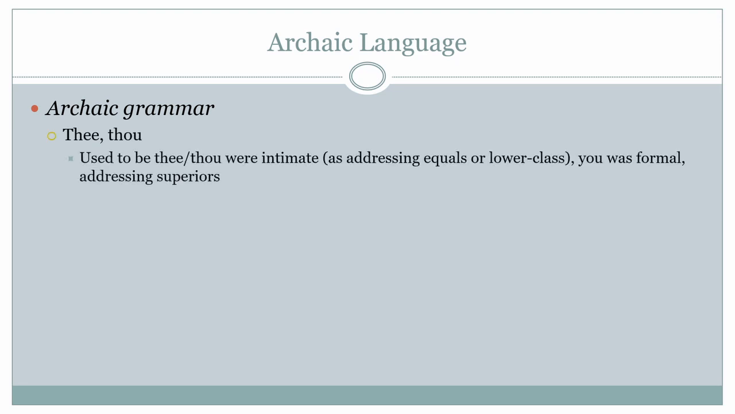Once upon a time, thee and thou were intimate words to address someone who is your equal or someone who is lower class, which is interesting because now I think we tend to use it more in religious settings referring to God, and thee and thou and thy. You was a formal way that you would address superiors. You wouldn't say thee or thou to them, but that was back then.